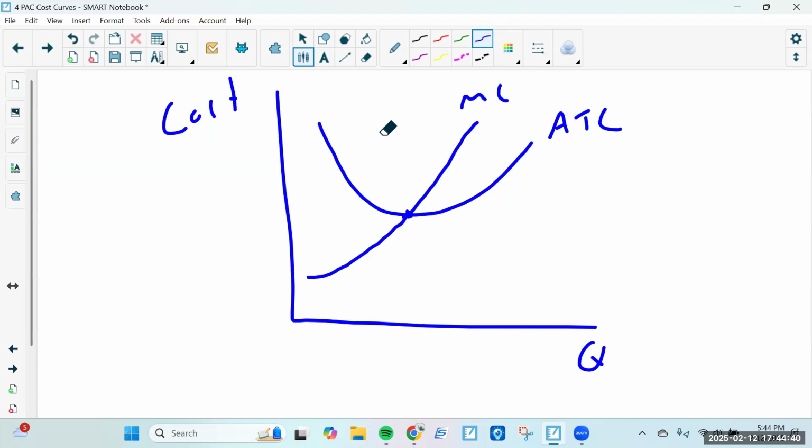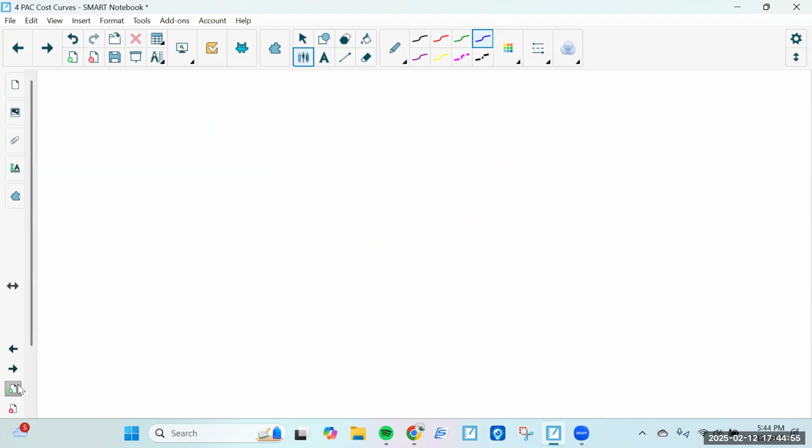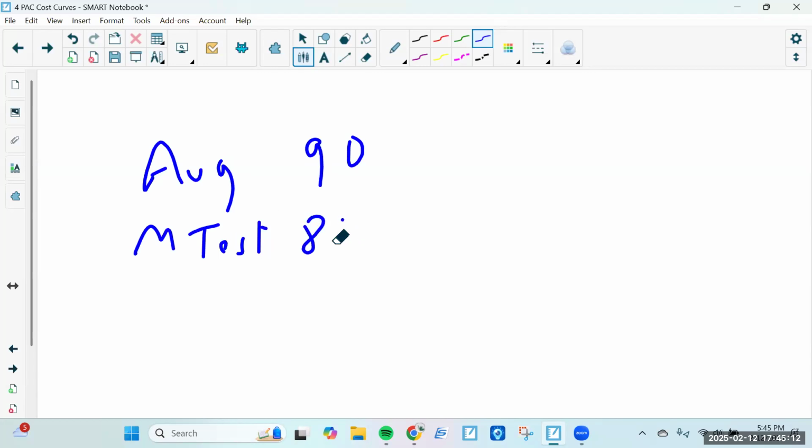Now, why? Why is this a mathematical surety? Here's the best way to explain why the marginal cost always intersects the minimum of the average. I always use students' test scores and their average in the class. So if you have an average right now of a 90, that's your average. And on your next test, or your marginal test, you get an 85. What happens to your average?